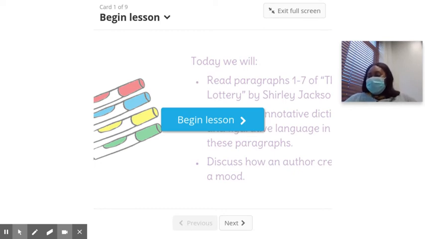Good morning. Today is August the 18th, and what we will be working on today is Lesson 7, Diction and Connotation in The Lottery.